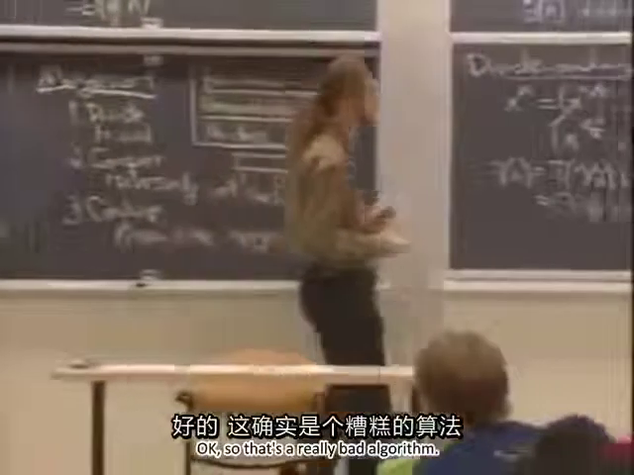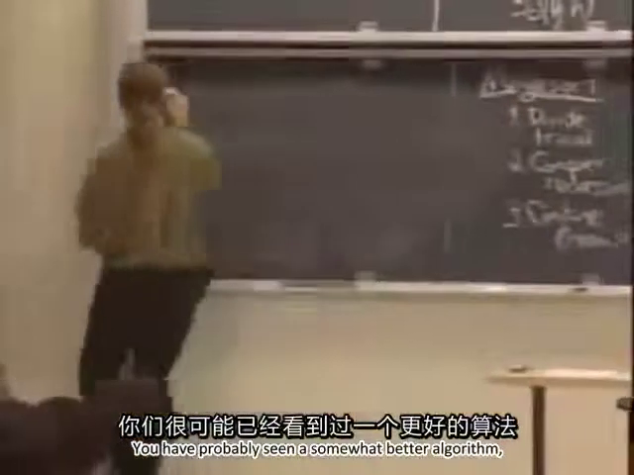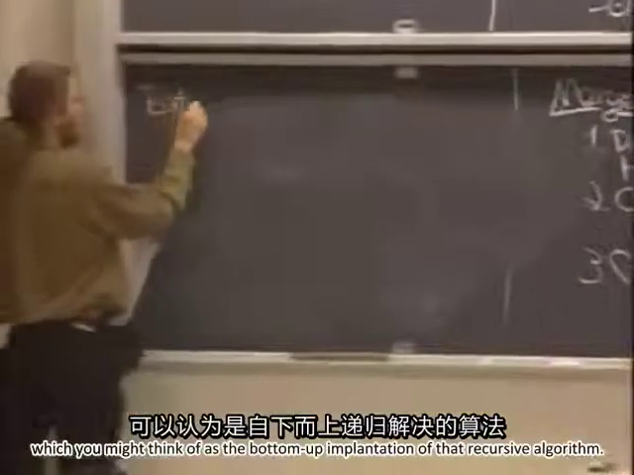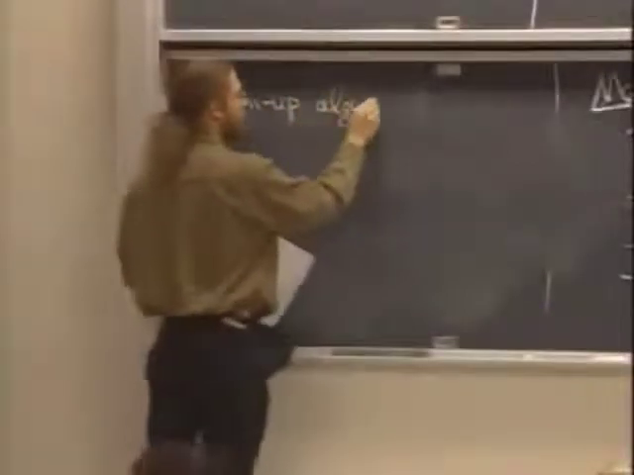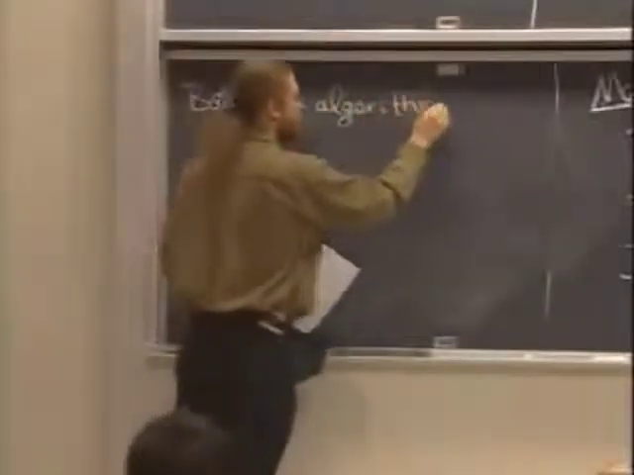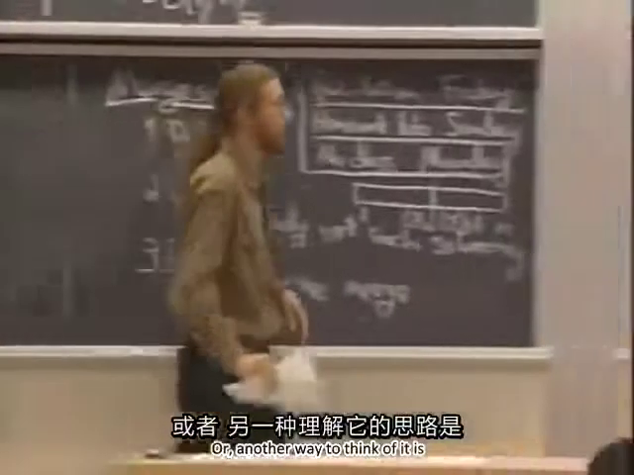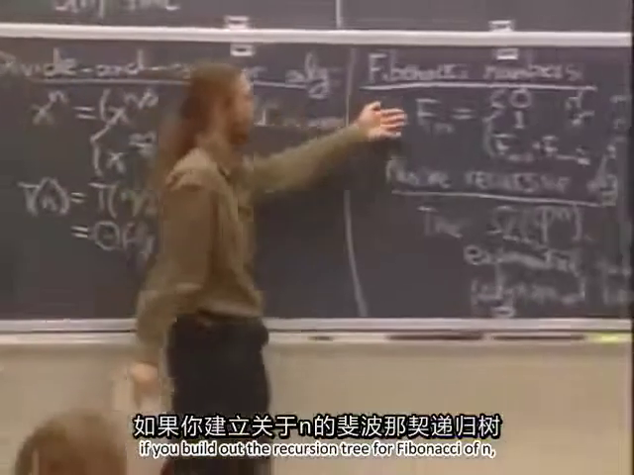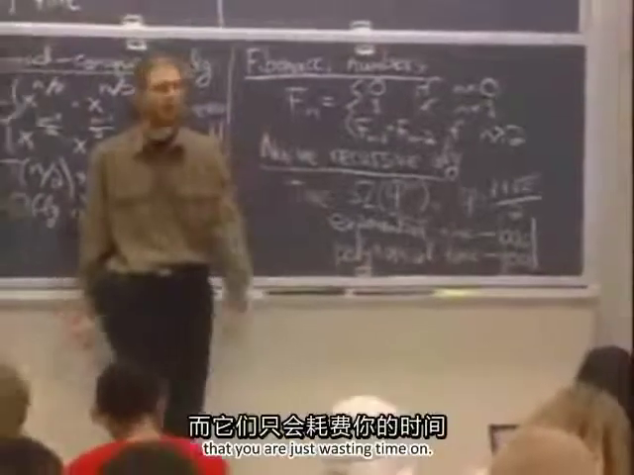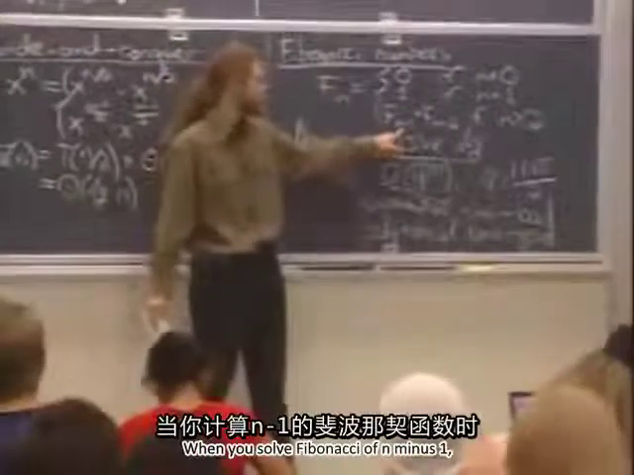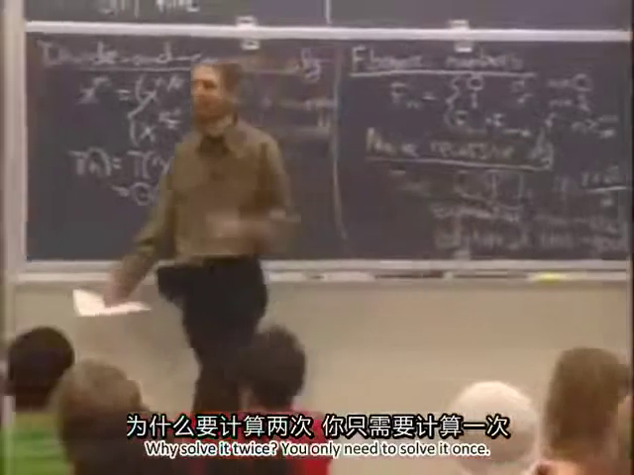Okay, so that's a really bad algorithm. You've probably seen a somewhat better algorithm, which you might think of as the bottom-up implementation of that recursive algorithm. Or another way to think of it is if you build out the recursion tree for Fibonacci of n, you see that there's lots of common subtrees that you're just wasting time on. When you solve Fibonacci of n minus 1, it again solves Fibonacci of n minus 2. Why solve it twice? You only need to solve it once.